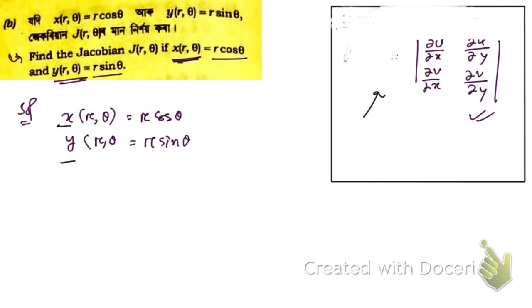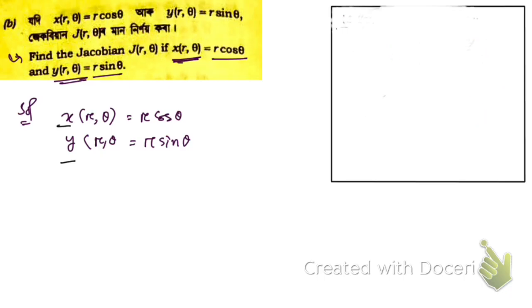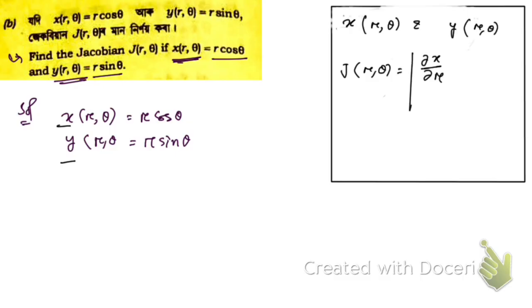Let me show you. If x is a function of r comma theta and y is a function of r comma theta, then the Jacobian of r comma theta will be given by the determinant del x by del r, del y by del r, and del x by del theta, and del y by del theta. Okay, that's how we can obtain it. So first let us obtain these derivatives.